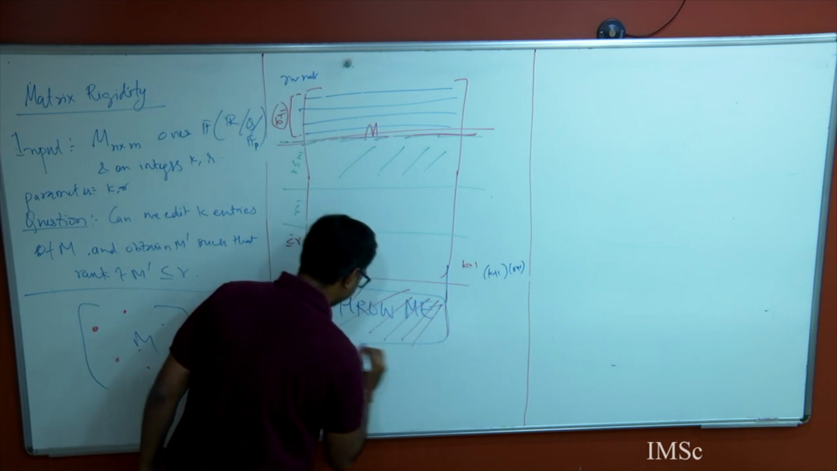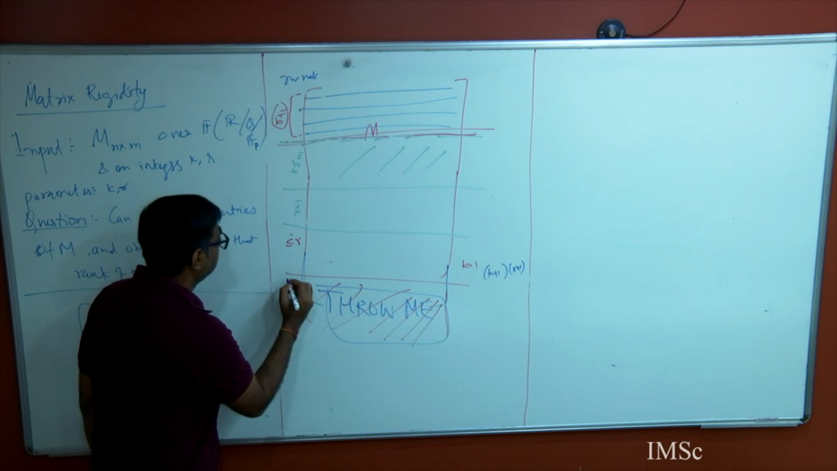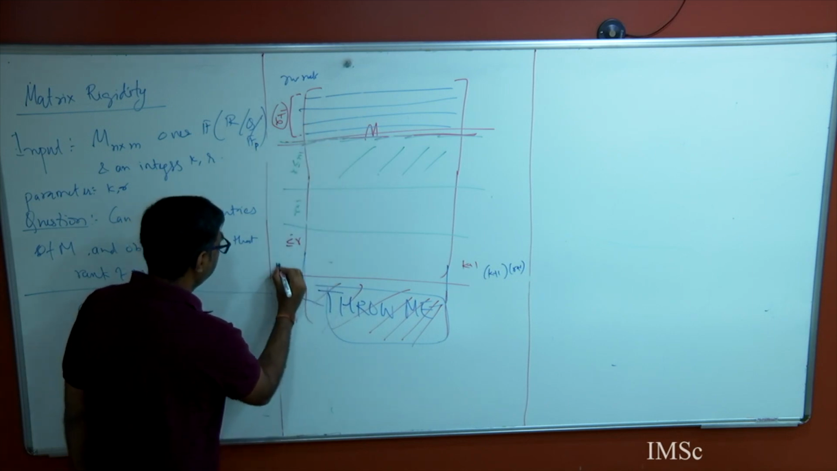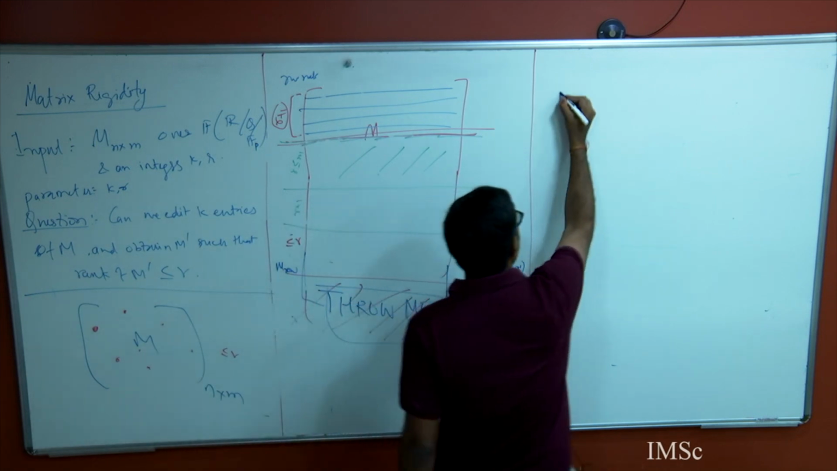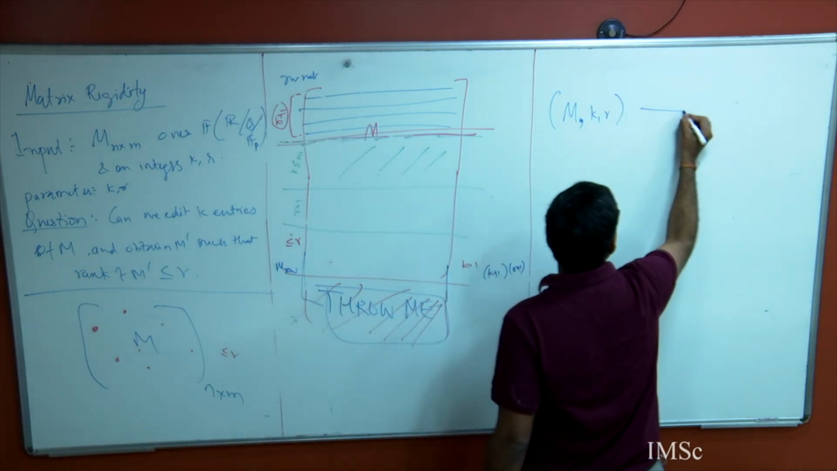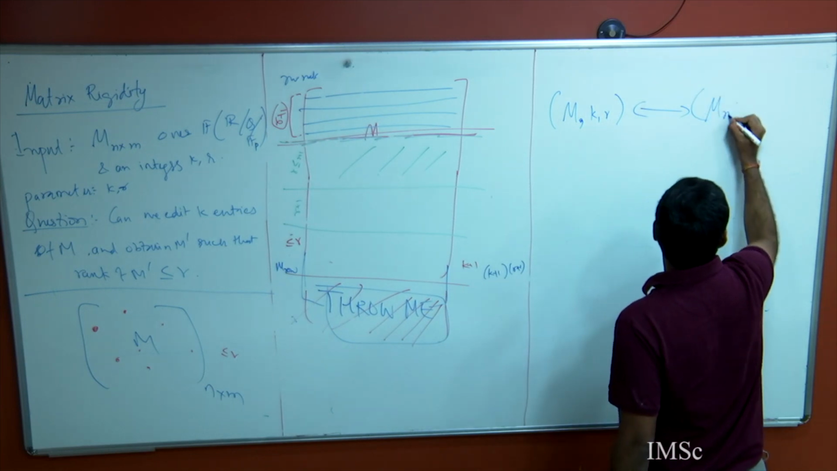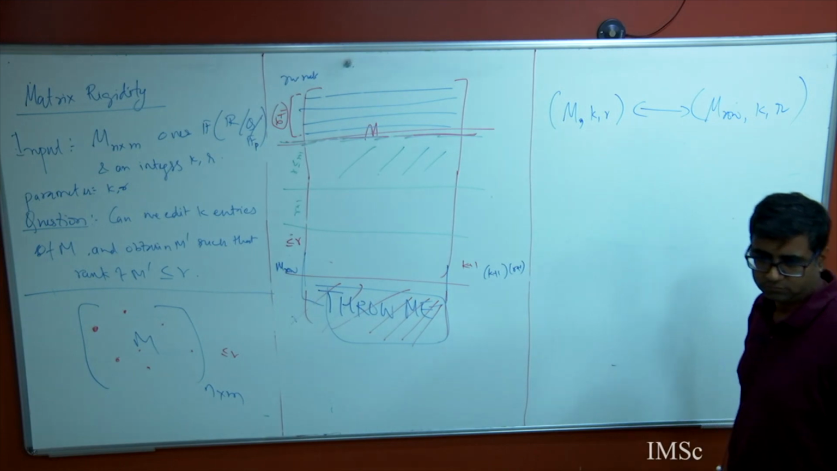Okay, so this is my reduction rule. Now let us prove it is correct. Let us call this M-row up until this. So what is our matrix? M, k, r if and only if M-row, k, r, right?